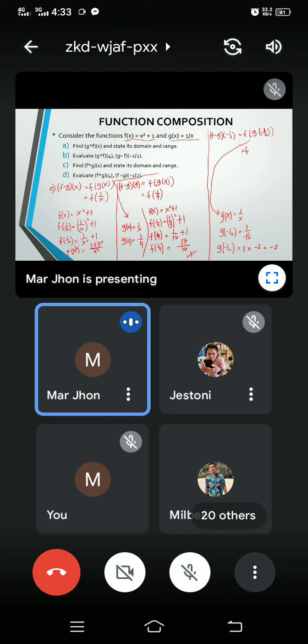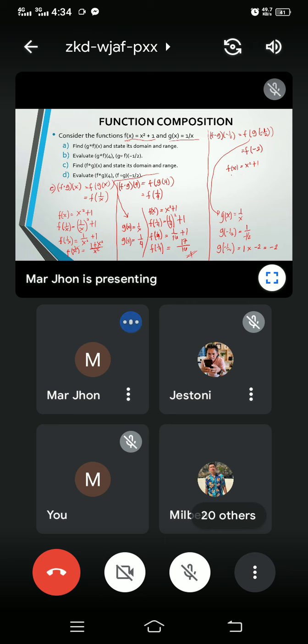Now, g of negative 1 half, you have negative 2. So you have now f of negative 2. Your f of x is equal to x squared plus 1. So you have negative 2 squared plus 1. Negative times negative is positive, so positive 4 plus 1. So f of negative 2 is equal to 5.